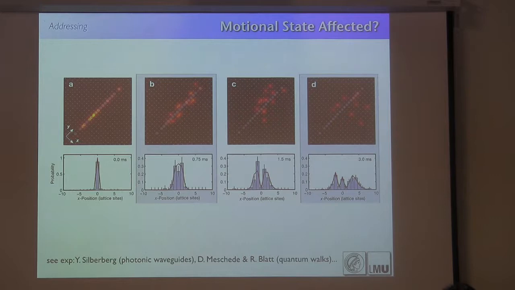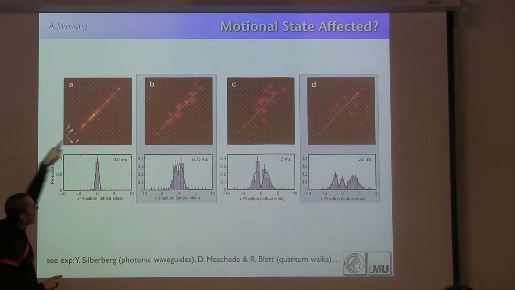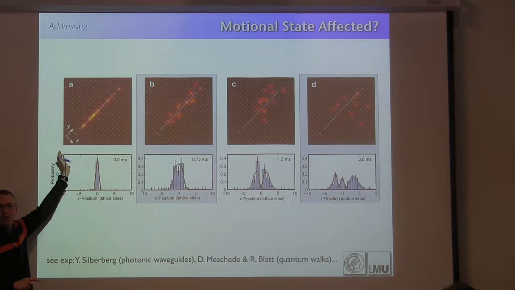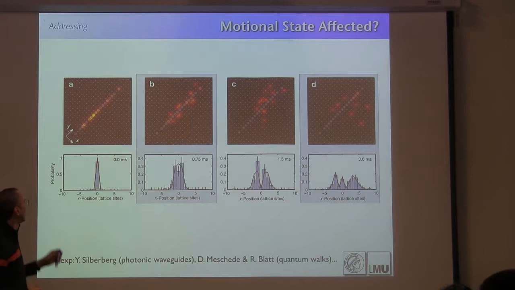Just because the lattice in the y direction is very deep. So it's a 2D lattice, okay? But the lattice in the y direction is extremely deep. And remember, the hopping matrix element goes exponentially with the lattice depth. If I make this lattice in y very deep, I can basically make the tunnel coupling in the y direction zero. So it's effectively one-dimensional, so each atom goes along this line.